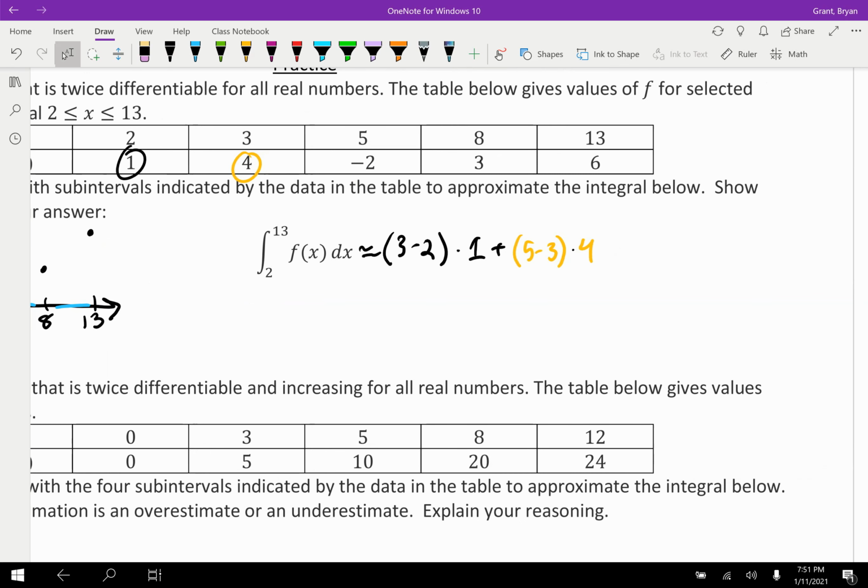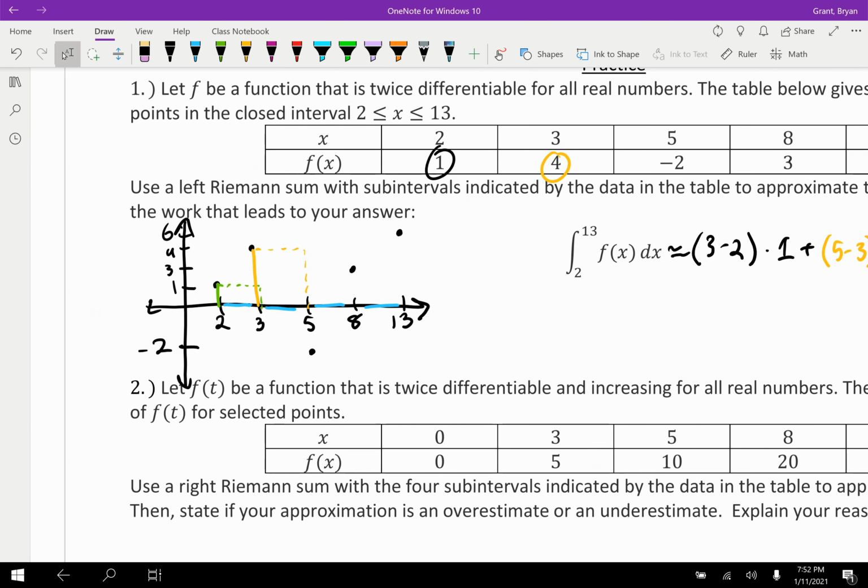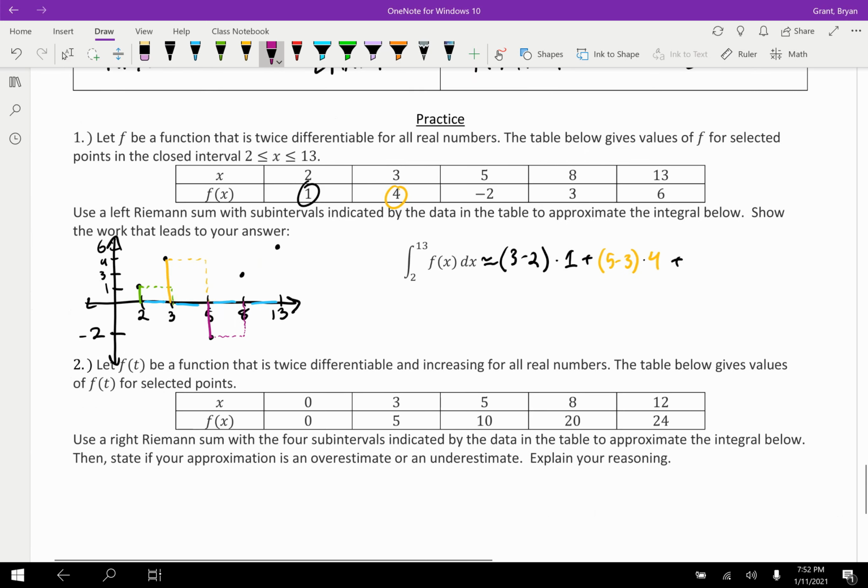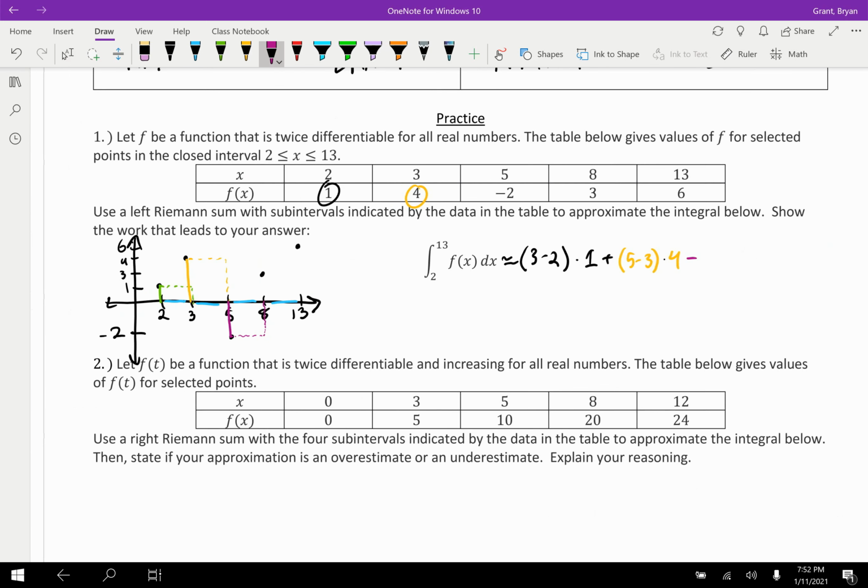Then we have our third one over here. The third one I'll do in purple. So here's my interval. We use the left to graph this. So the left is over here. There's a point that's negative, but it still works. Okay, and then we need to find our area. But wait, the area is below the x-axis, so don't forget that. Negative, the base is 8 minus 5, and the height, of course, is negative 2.